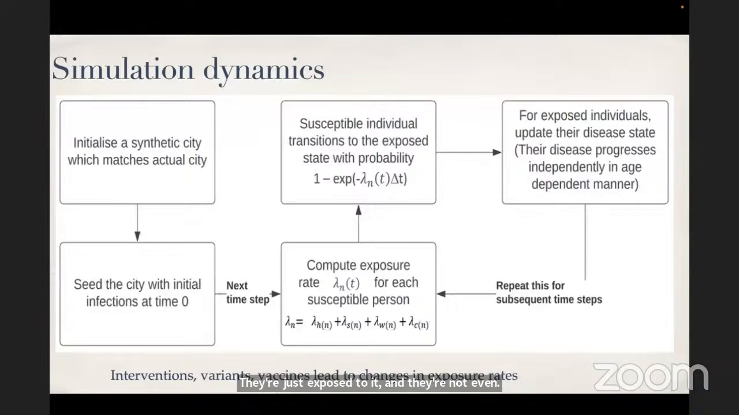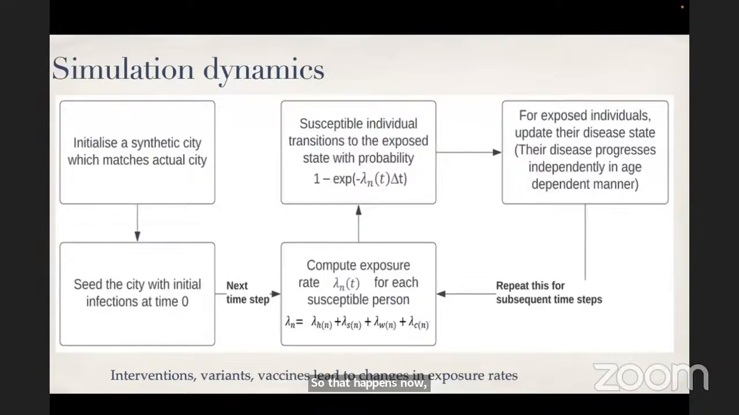Actually, this transmission depends on how long they've been infected. So you update their disease state. And then, when a person is infected, we have a probability model for how long and how the disease will kind of progress in that person. I'll talk about it in a moment. So that happens now independently of everything else.